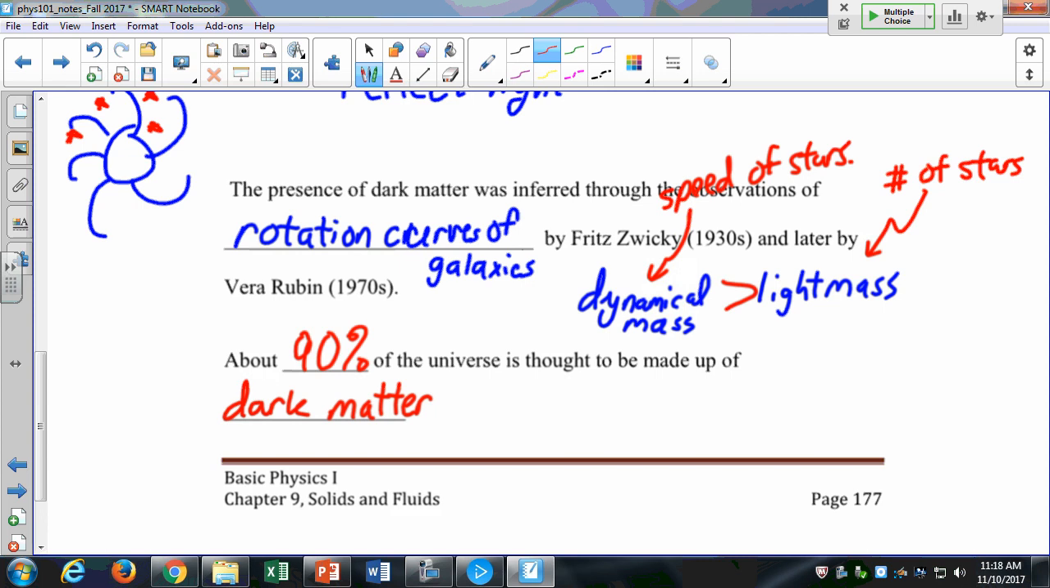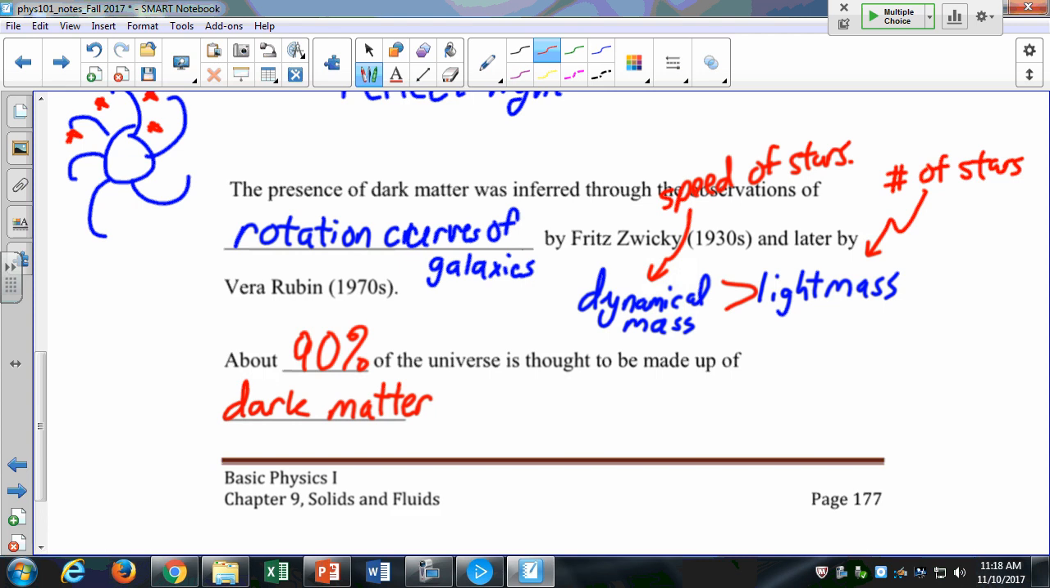Some people thought that it was molecular hydrogen, because molecular hydrogen, when you have two hydrogen atoms, they don't emit light very well. It's pretty dark. It's not entirely dark, but it's pretty dark. But there's just not enough molecular hydrogen to account for 90% of the universe. Probably it's some sort of exotic material that we just don't understand right now.